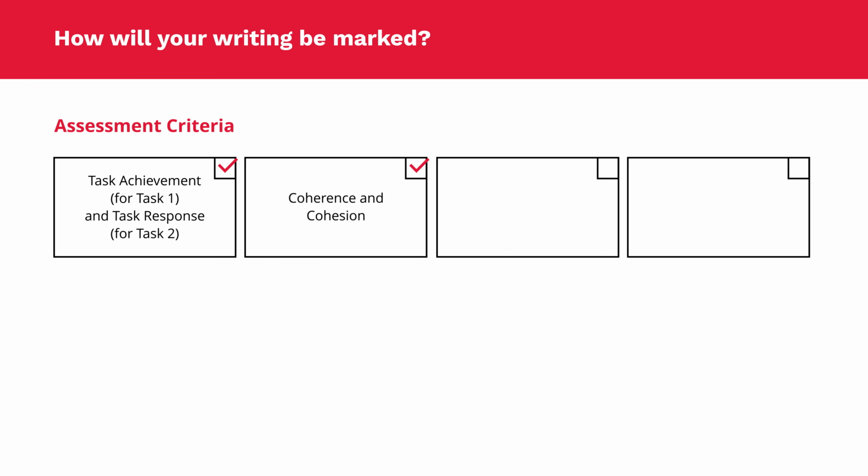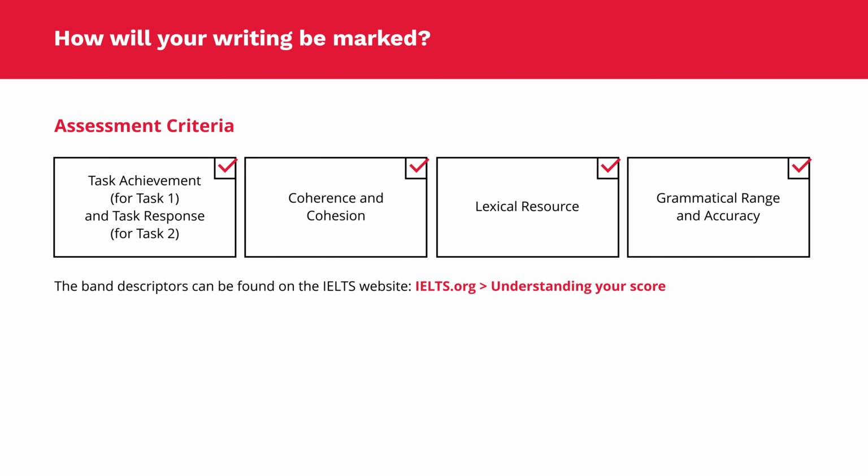The third criterion is Lexical Resource. This assesses the range of vocabulary you use, how accurate it is, and how appropriate it is for the task or topic in question. Finally, there's Grammatical Range and Accuracy. This assesses the range and appropriacy of grammar you use and the accuracy of your sentences. The band descriptors can be found on the IELTS website.